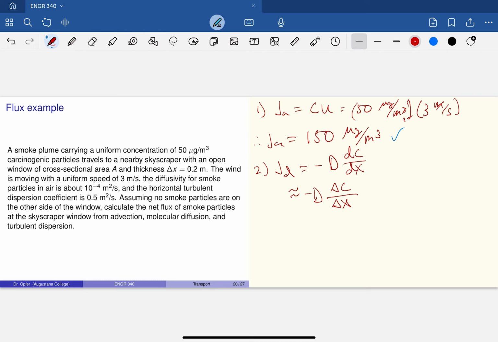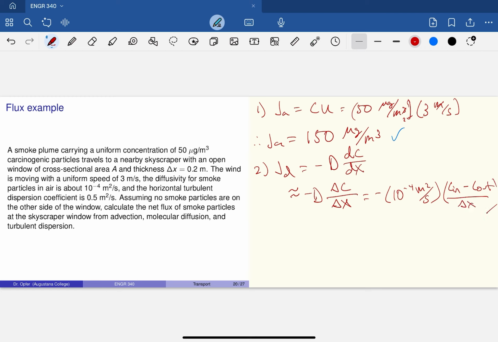And D is exactly equal to our diffusivity. So diffusivity for smoke particles in air is 10 to the minus 4 meters squared per second. So minus 10 to the minus 4 meters squared per second. And now we need to make sure we get the direction of the concentration gradient correct. We're going from outside to inside the window. So that means our C final is the concentration inside the window, and our C initial is our concentration outside the window, and delta X is just delta X.